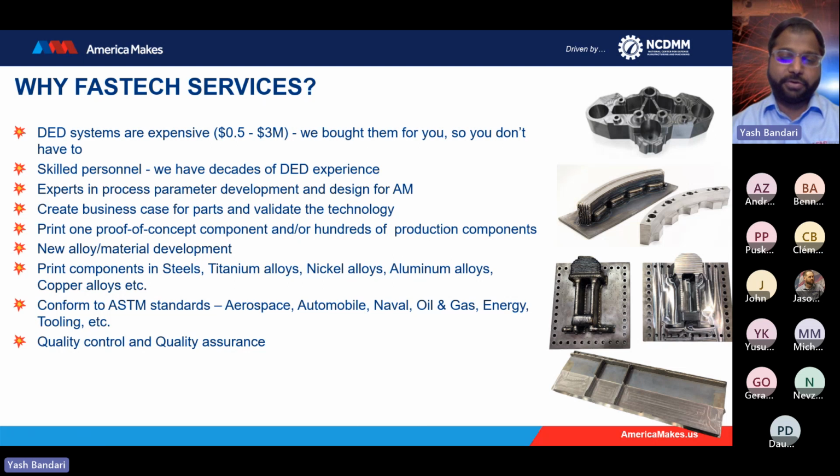So we can print one part or even hundreds of components. We have customers who just ask us to print a small part. On the other side, we print production parts for a lot of customers as well. We deal with a lot of materials like steels, titaniums, nickel-based alloys, aluminum alloys, copper alloys, or you name any alloy that is available in the form of a welding wire. It can be applied on our systems.